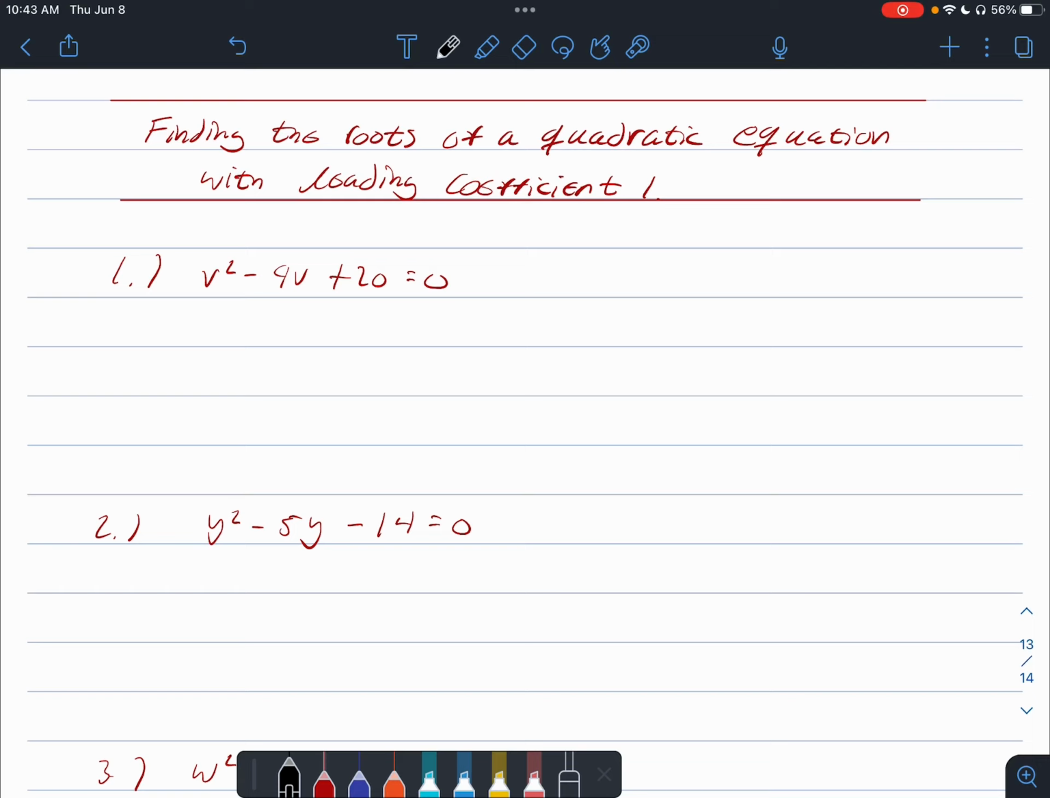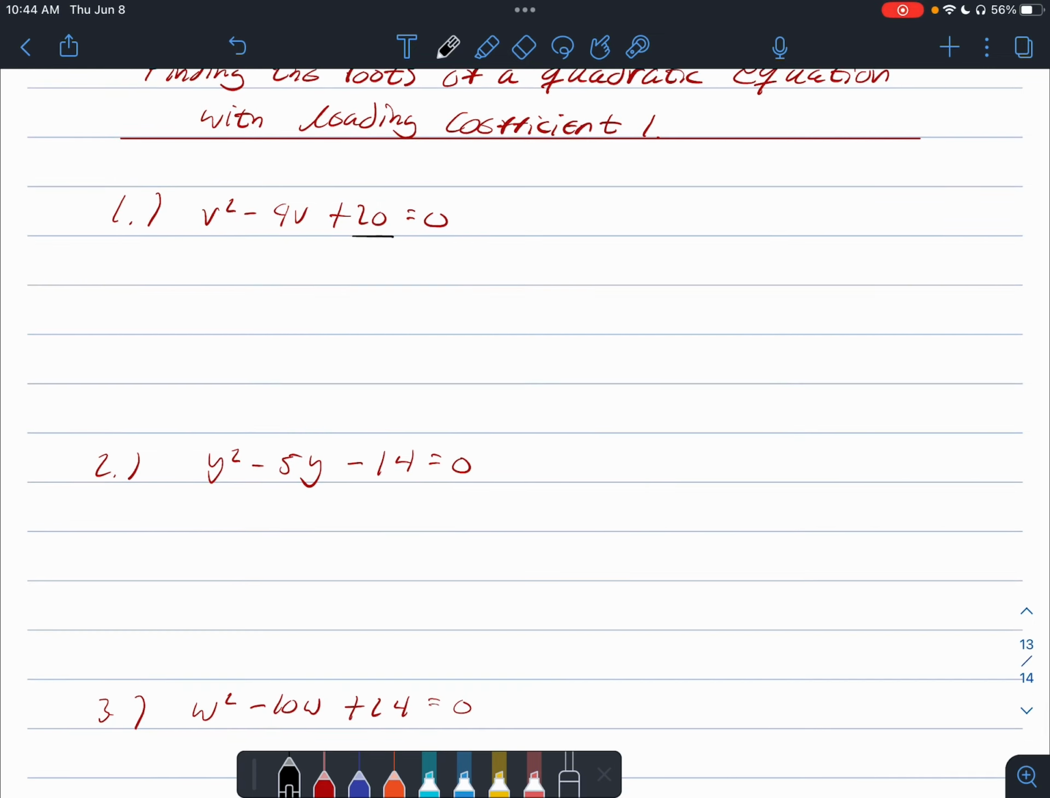Okay, so for this one, one of the things that we can do, and you should always check this, by the way, if you have a leading coefficient of 1 for your polynomial, you should always check this. Can we find any two numbers that multiply together to give us 20 in this case, and add together to give us negative 9 in this case?